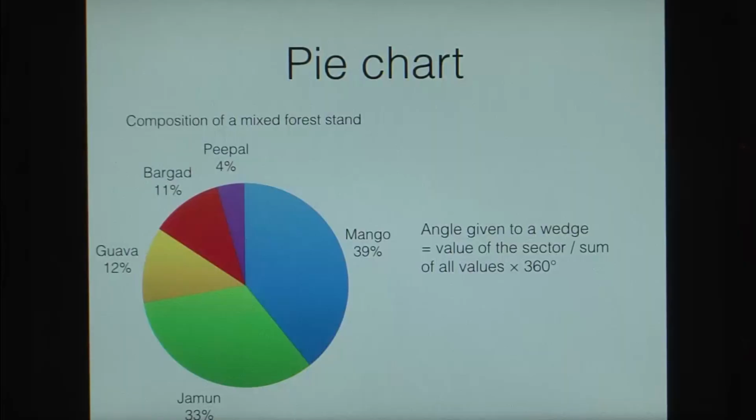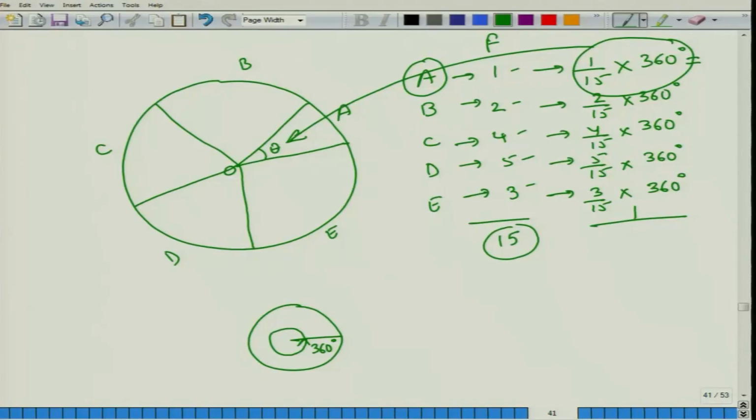So here we observe that every tree species has been given its own wedge, and the wedge angle is calculated by the value of the sector divided by the sum of all values and then multiplied by 360 degrees. So the total in this case will always come out to be 360 degrees.